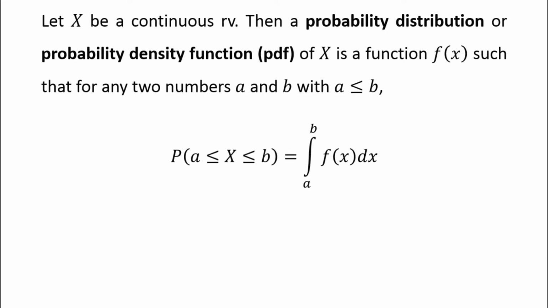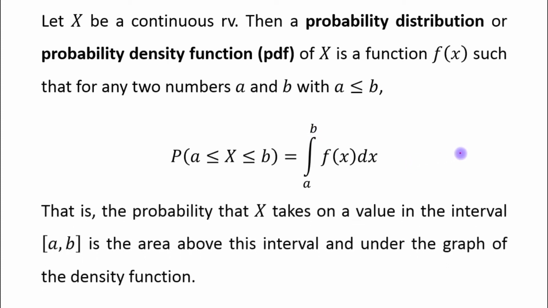Let X be a continuous random variable. Then a probability distribution, or probability density function, that is the PDF of X, is a function f(x) such that for any two numbers a and b with a less than or equal to b, the probability of a less than or equal to X less than or equal to b is equal to the integration of f(x) with limits a to b.